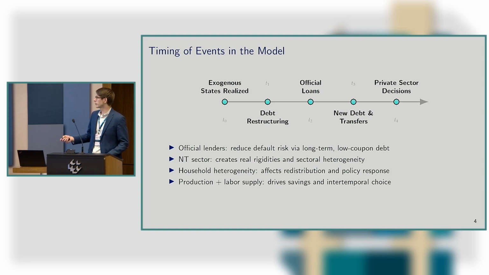And then you need to have production and labor supply, I guess, to close the model and to drive savings and intertemporal choice decisions. The timing of the model, I tried to put in a timeline. So in period 0, you have exogenous and some endogenous variable states realized at the beginning. Then there will be decisions about debt restructuring and what kind of official loans are needed. You have new debt and transfers in period 3, and then private sector decisions towards the end. So quite a lot going on, in particular if you're not working in that kind of literature.